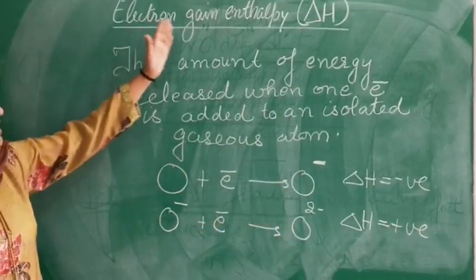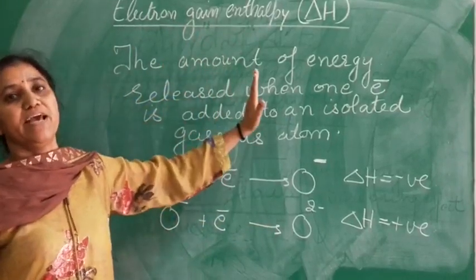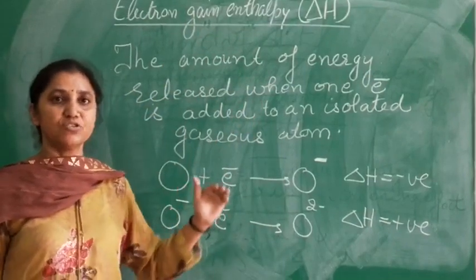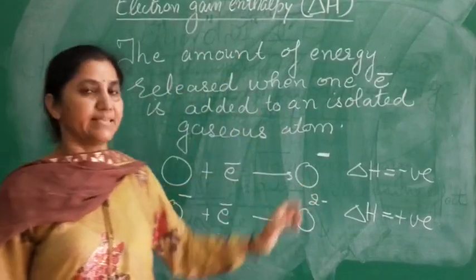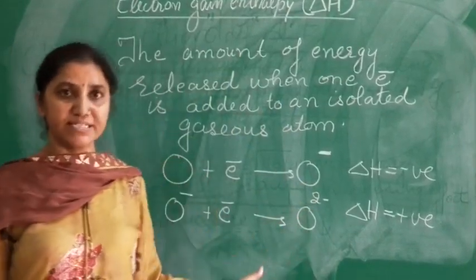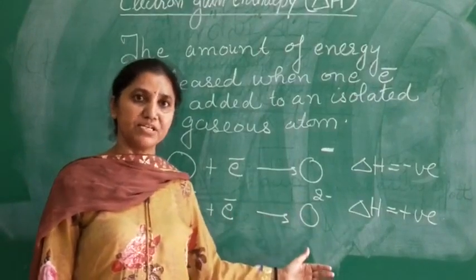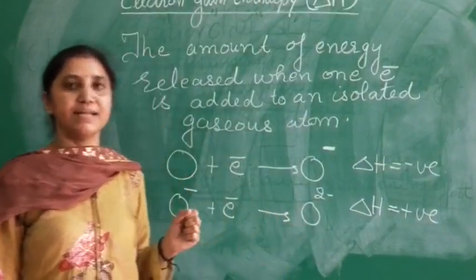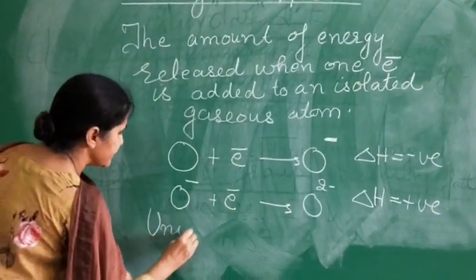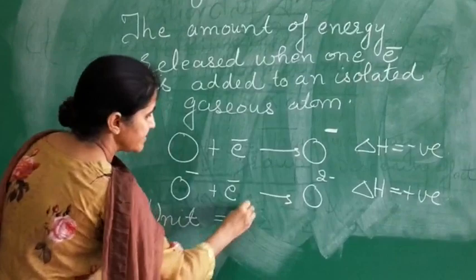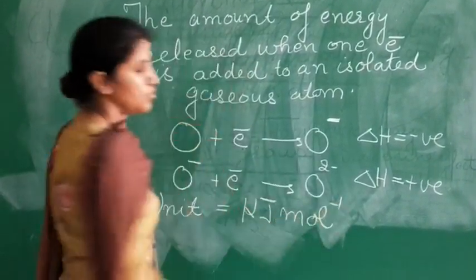So that is the electron gain enthalpy. It is the energy released only when one electron is added to an isolated gaseous atom, and successive electron gain enthalpies are always positive because in order to overcome the force of repulsion, we have to provide energy. The unit of electron gain enthalpy is that of energy, so it is also measured in kilojoules per mole.